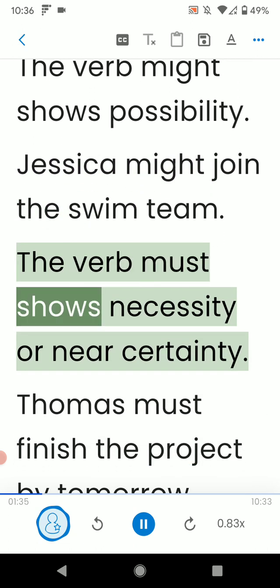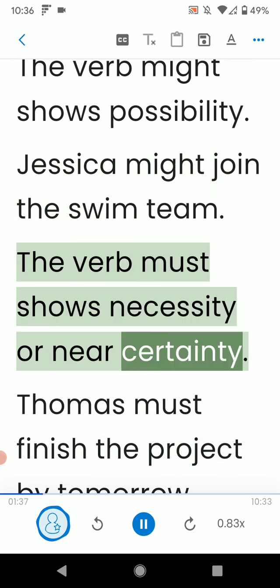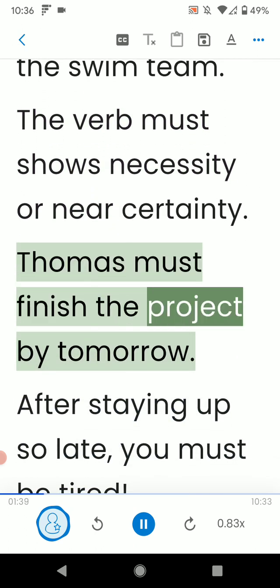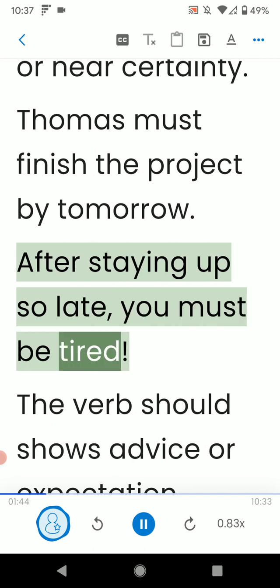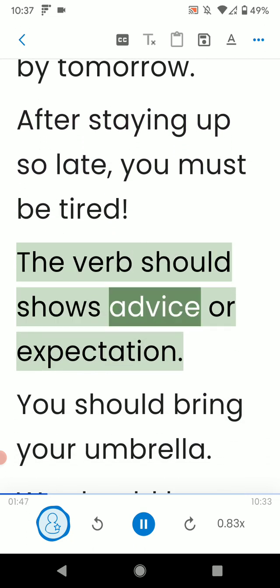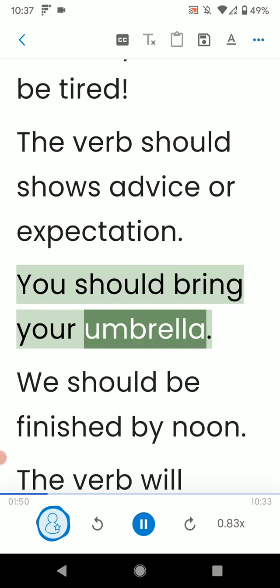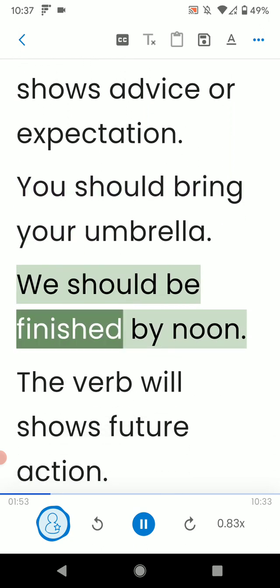The verb must shows necessity or near certainty. Thomas must finish the project by tomorrow. After staying up so late, you must be tired. The verb should shows advice or expectation. You should bring your umbrella. We should be finished by noon.